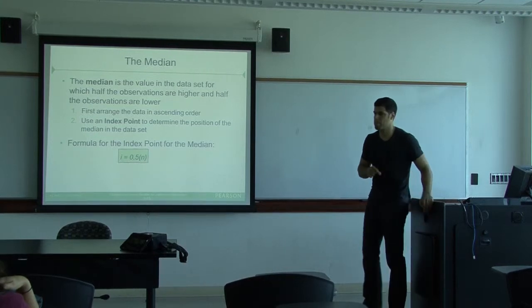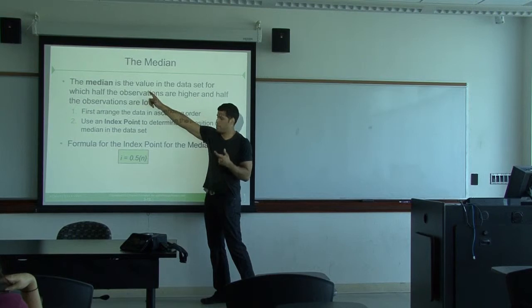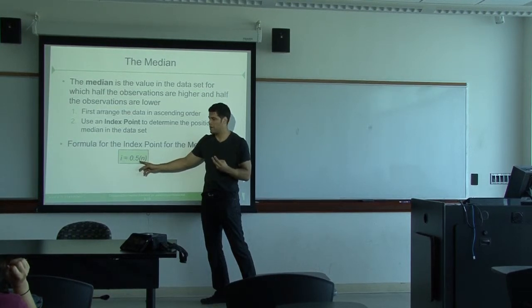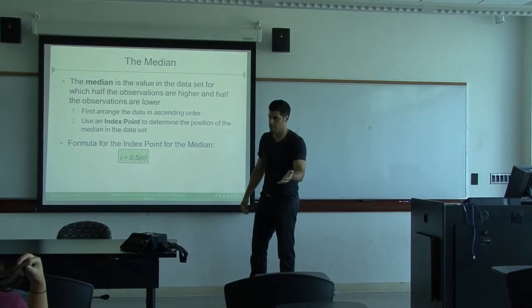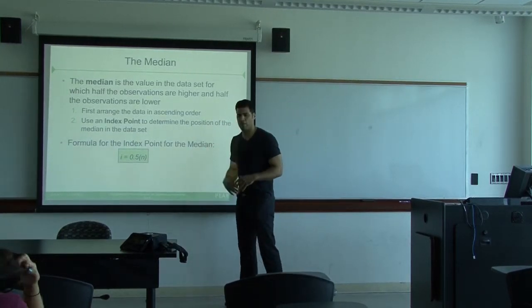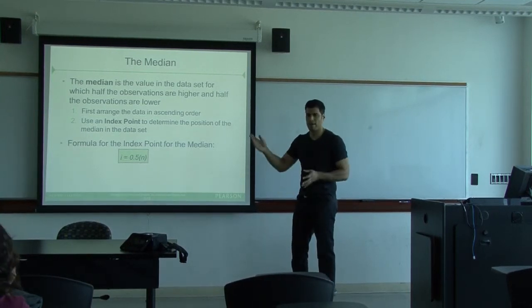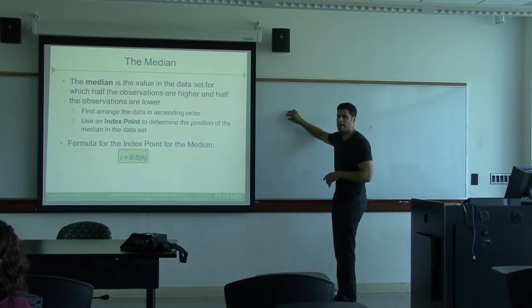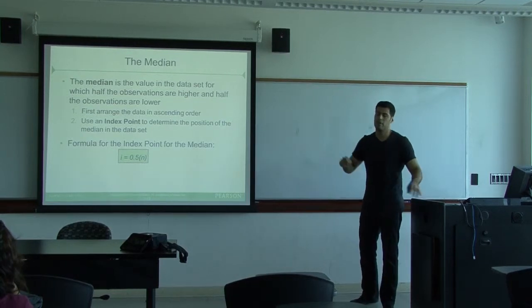Now, why did I repeat this idea of it's a value in the data set? Because some people confuse the median with what's called the position index or the index point. They are two different things. The index point is just a number that helps you find the median. So let's go through the steps. First, you take the data and rearrange it from smallest to largest. So you start with the smallest value in the data set and move to the right. You write them out from smallest to largest.